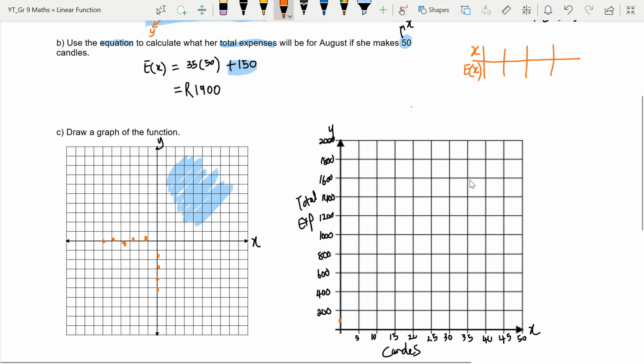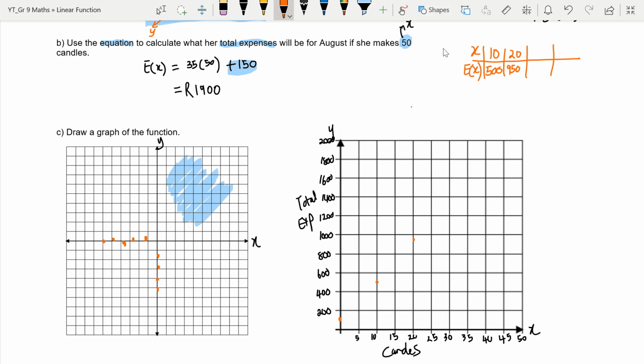So if we use that she made 10, well, first of all, we have to go plot her Y. All right, so let's say after she's made 10 candles, that would cost her 500 Rand. So 10 candles will cost her 500 Rand, which would be in the middle over there. And then after 20 candles, that should be 950. 950 should be somewhere there.